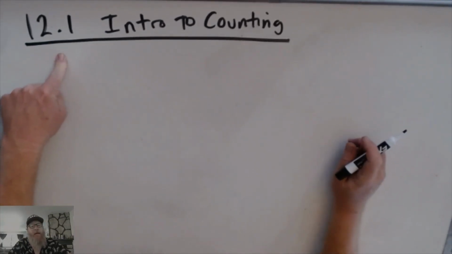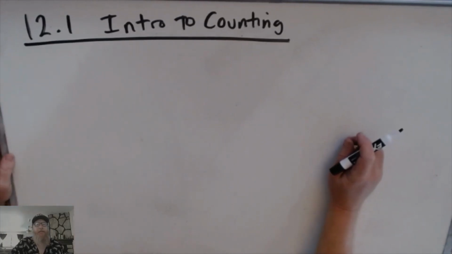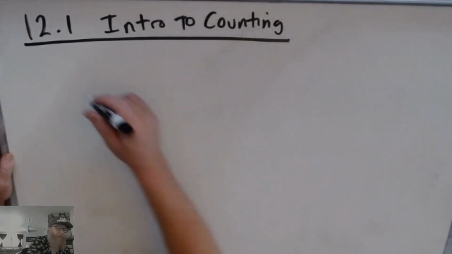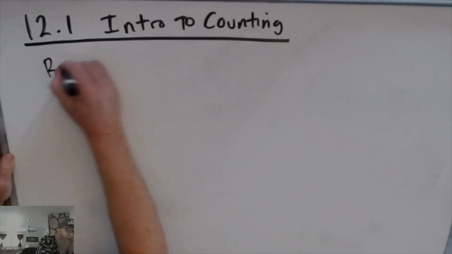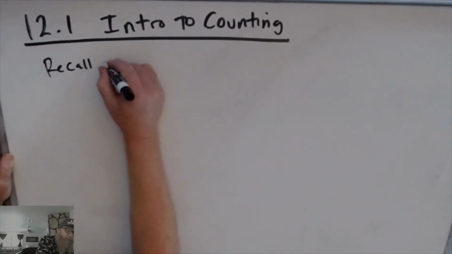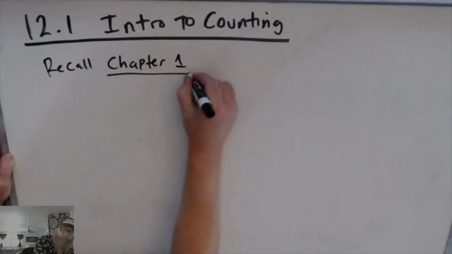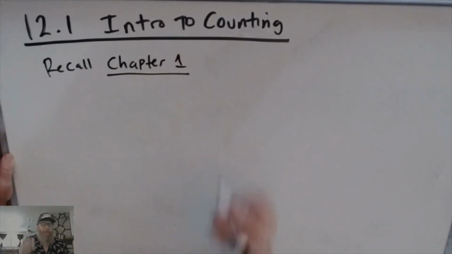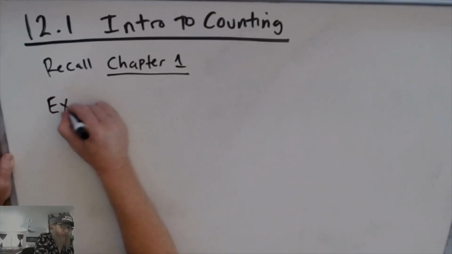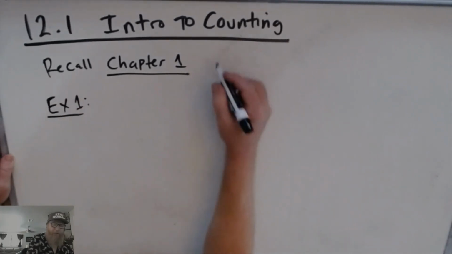We're skipping ahead to the introduction to counting. This is a little bit of a review of chapter 1. Let me just start with an example that you might remember from chapter 1.